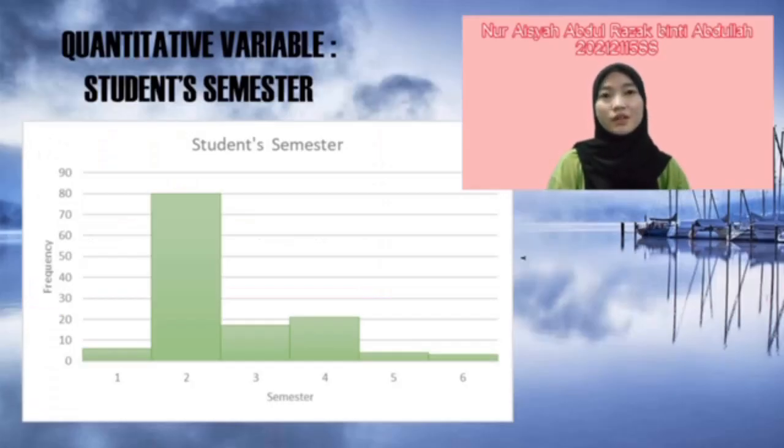Thank you, Ain. So I'm going to present about the quantitative variables. The first one is about student semester. The figure represents the histogram for the variable student semester. From the histogram, we can see that the distribution of student semester is skewed to the right. The student from semester 6 is the minimum value for student semester, and the maximum value is the student from semester 2.